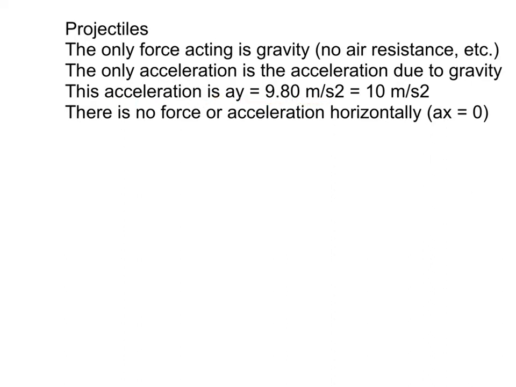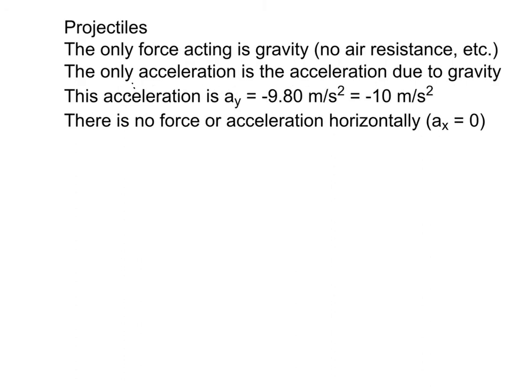It's, whoops, I forgot the negative signs. Let me stop. Okay, so the acceleration due to gravity is a negative 9.80 meters per second squared, or for convenience we often use 10 meters per second squared.